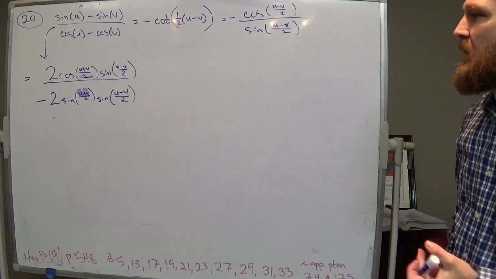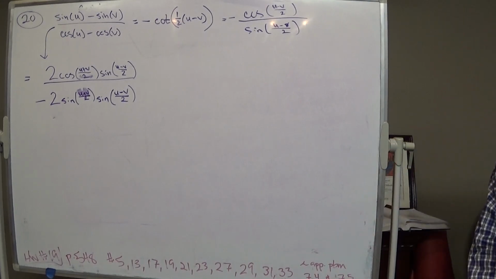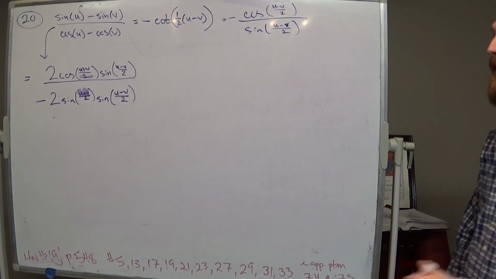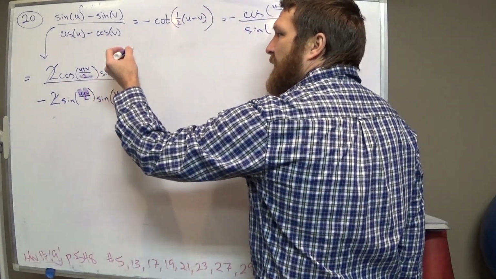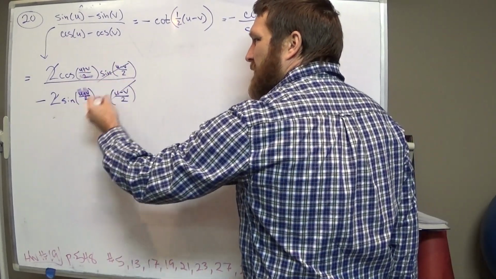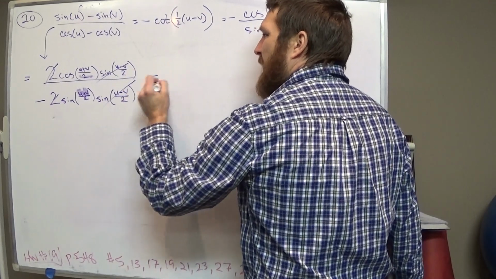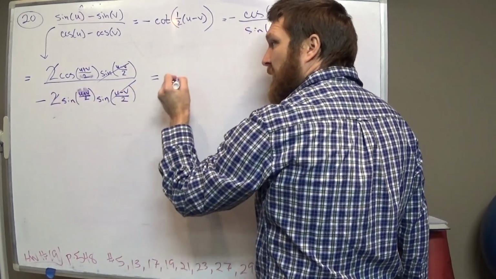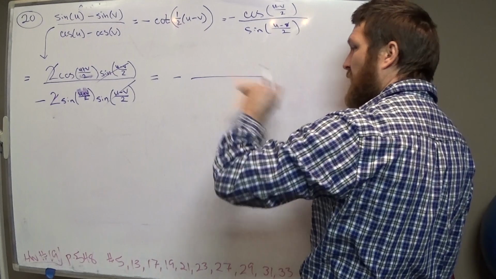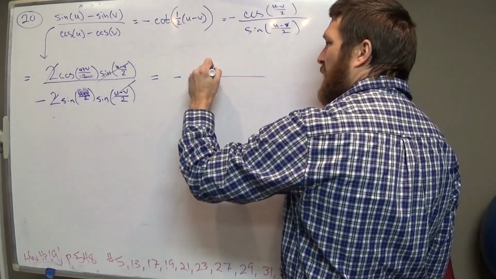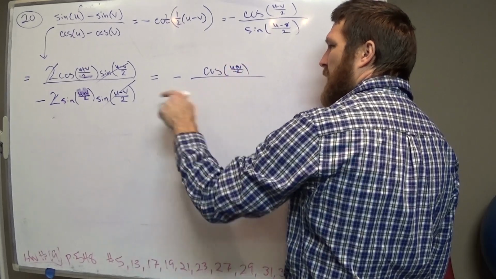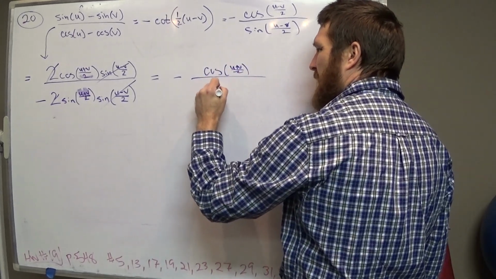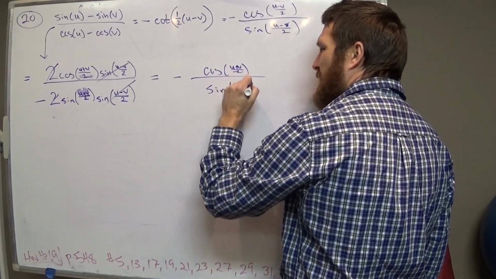Okay, so now I see what's happening. A bunch of stuff cancels, actually. The 2's cancel, and the sine of U minus V. And the minus ones cancel with the signs. And there's a negative down there, so he's going to come along for the ride. I'm just going to throw him out front. And I'm left with cosine U plus V over 2 on the top. On the bottom, I have sine U plus V over 2.